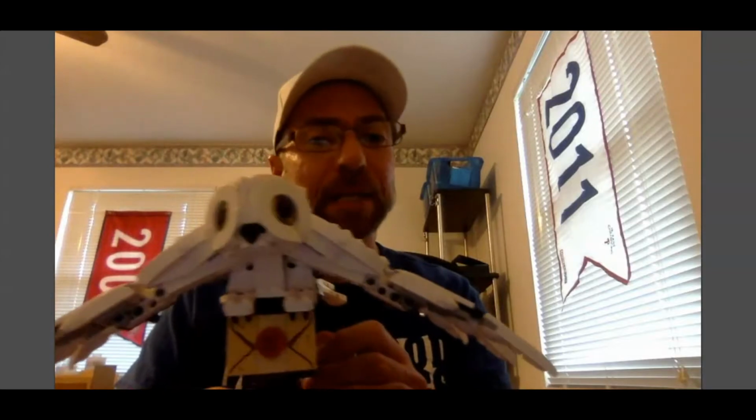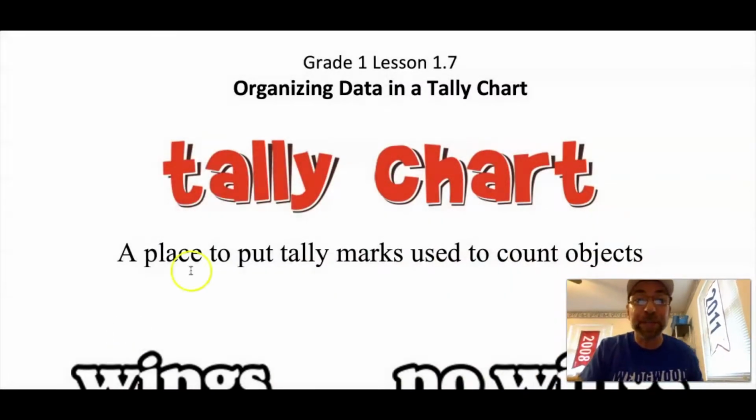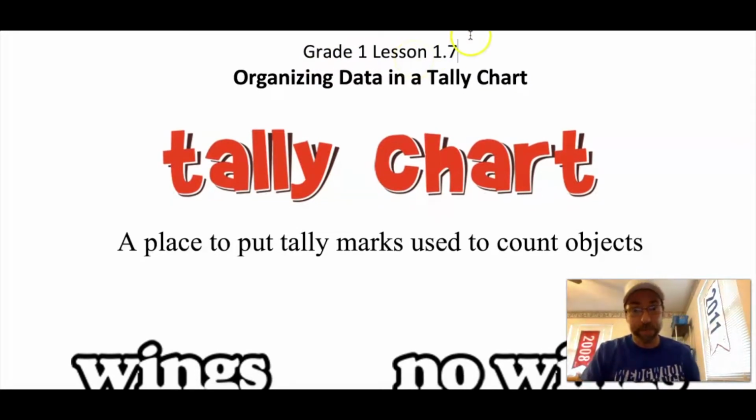Now, today we're going to take a look at some animals. Some have wings, and some of them do not have wings. And when we find out how many have wings and how many do not have wings, we are going to create a tally chart. So let's get started as I shrink myself into the corner. Today, we are going to be doing Grade 1, Lesson 1.7, Organizing Data in a Tally Chart.